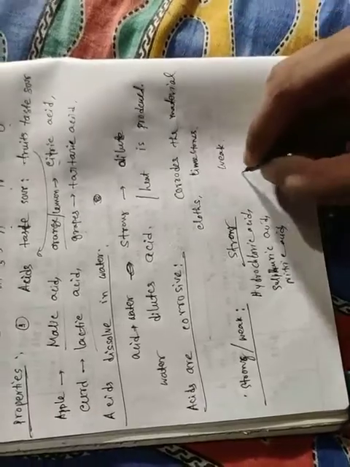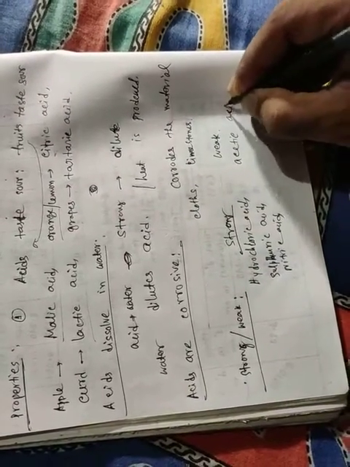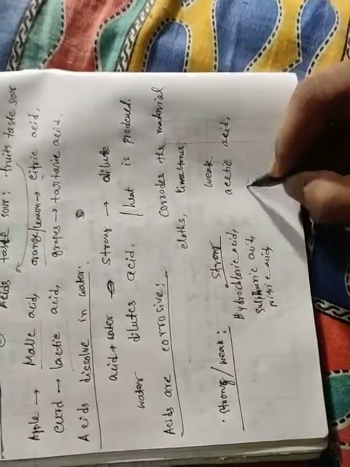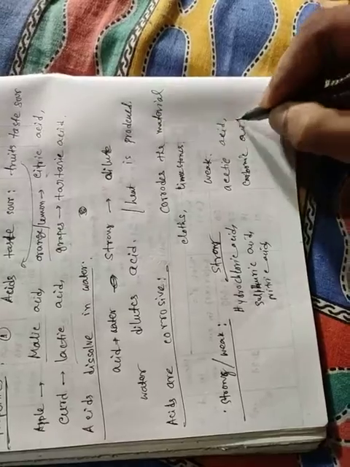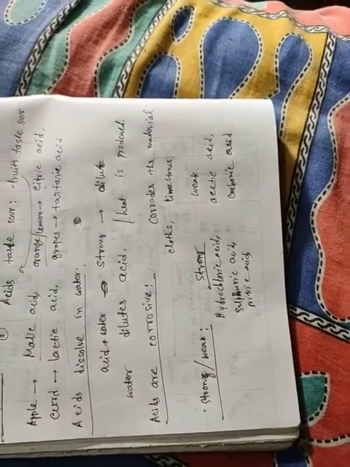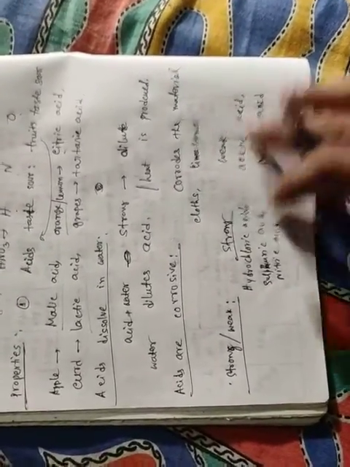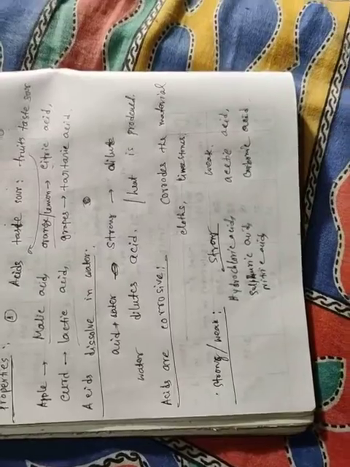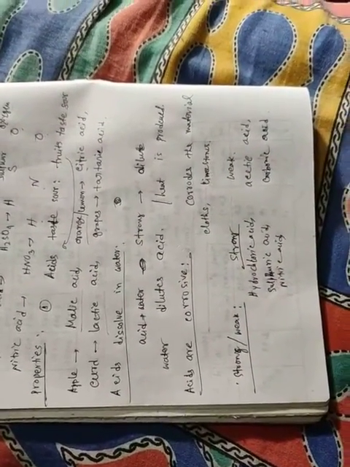And for weak acid, acetic acid, carbonic acid. These are very weak acids. Citric acid and many others are in your book, so remember this. I am just giving two examples: acetic acid, carbonic acid. So understand? Okay, now some uses of acid.